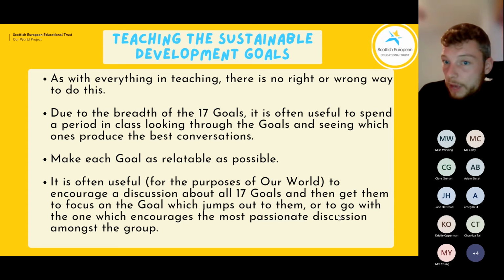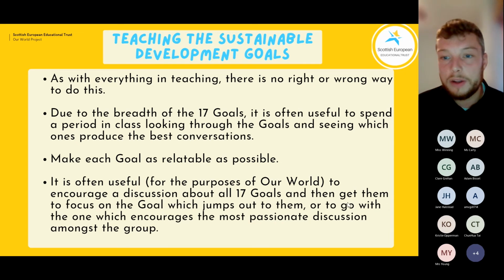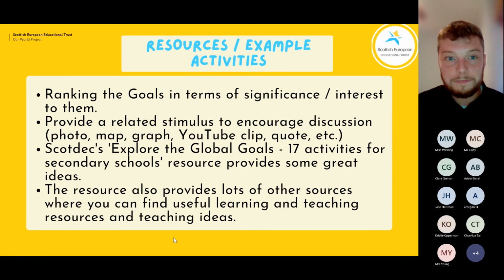It's often useful, particularly for the purposes of choosing one goal to make a film about for our world, to encourage a discussion about all 17 goals and then get pupils to focus on the one which jumps out most specifically to them. Or to go with one which encourages the most passionate discussion amongst the group. So there are many, many ways that you can do this, and that's totally up to you.